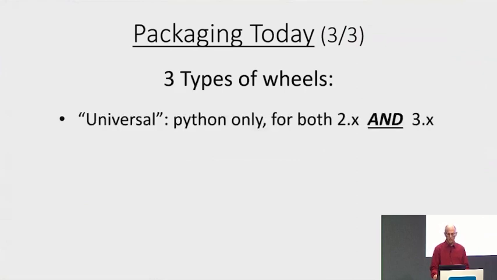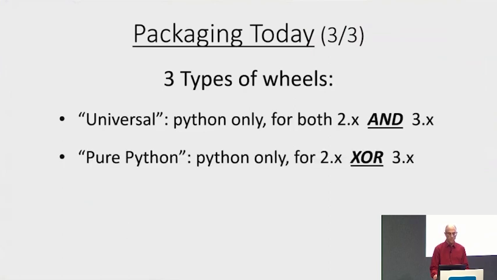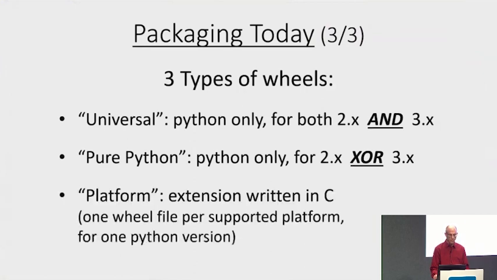Now, in addition to all the other varieties, there are three types of wheels. There's a universal one, which is Python for both versions; pure Python, which is two or three, but not both. And that might be a little confusing because pure Python is a phrase used elsewhere to simply denote a package that only has Python in it. So there's a little bit of ambiguity there you should be aware of. And then there's a platform package, which is an extension written in C.